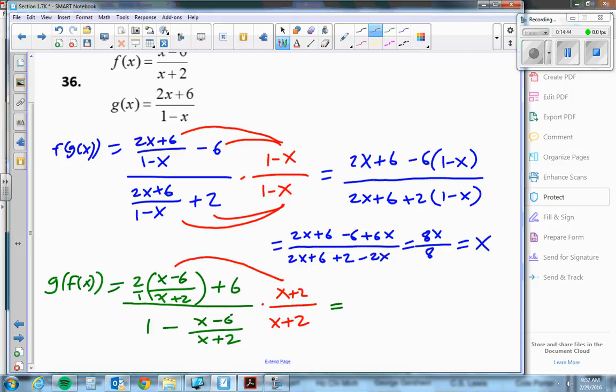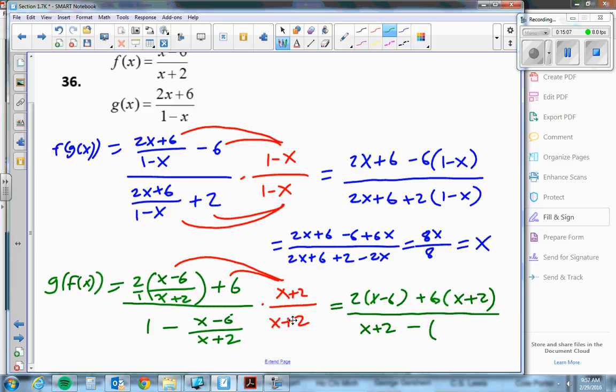Here, when I multiply times the first one, the denominator cancels, and you're left with 2 times x minus 6, which I'm just going to leave as such for now. You can simplify it later. You can do it now if you want. And then 6 times that. The denominator, you get 1 times x plus 2, and then minus, and be careful, the x plus 2's cancel, you're subtracting that numerator. You need parentheses around it, in other words.